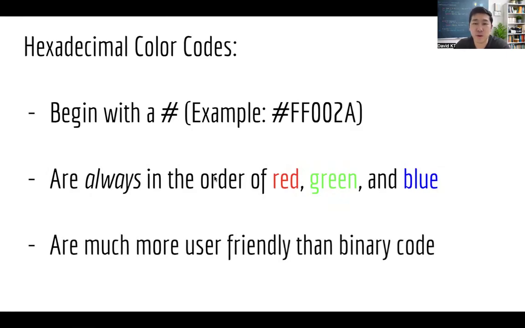Why do we use them? Well, they're much more user-friendly than binary code. Can you imagine reading a string of 24 ones and zeros? Which one do you prefer? A string of 24 ones and zeros or this?